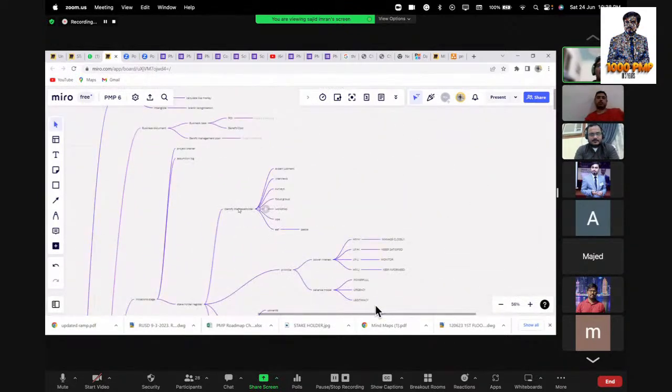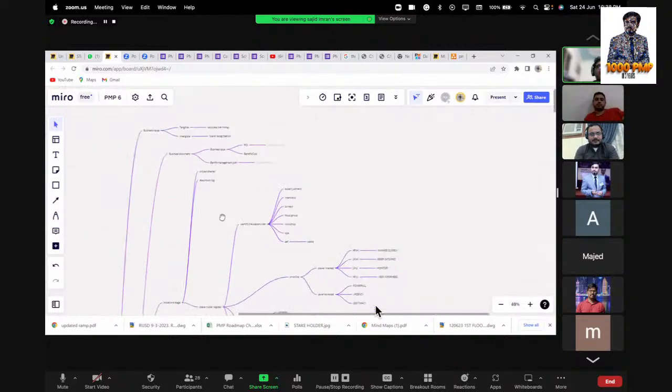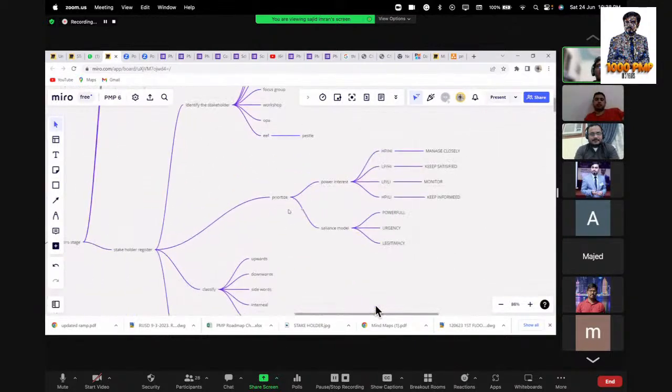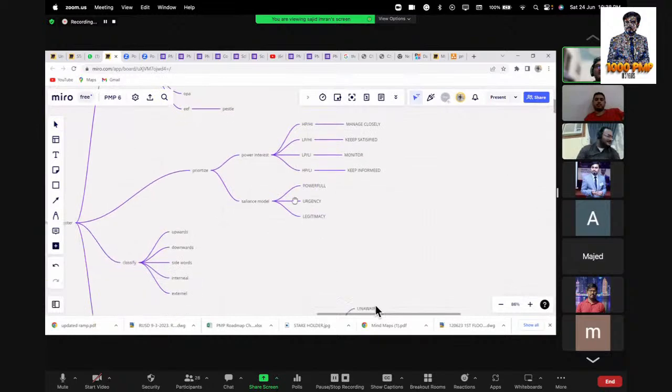In the stakeholder register, we identify the stakeholders by using techniques: expert judgment, interviews, surveys, focus group, workshop, OPA, EEF, and PESTEL is there. The other branch is prioritize. After we identify, we prioritize them. Power interest grid is one: high power, high interest; low power, high interest; low power, low interest; high power, low interest. And how we manage those people: high power, high interest, manage closely. Low power, high interest, keep satisfied. Low power, low interest, monitor only. High power, low interest, keep informed.